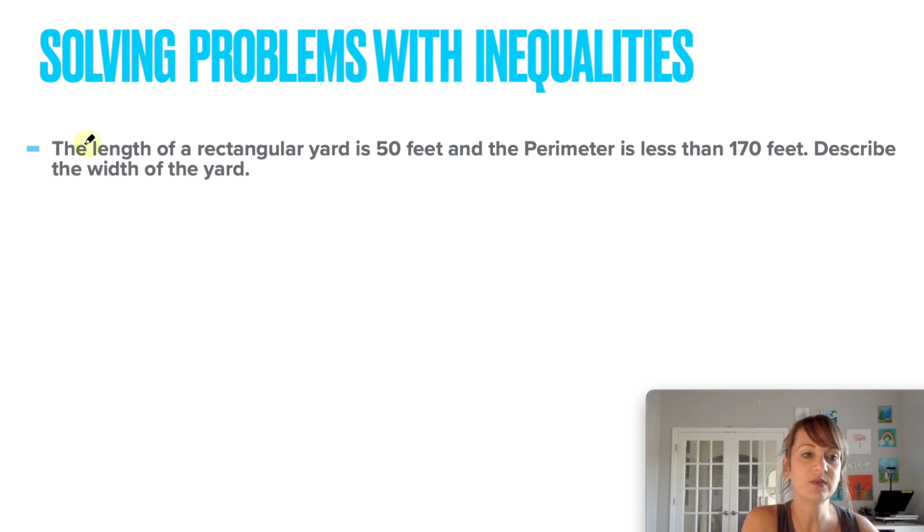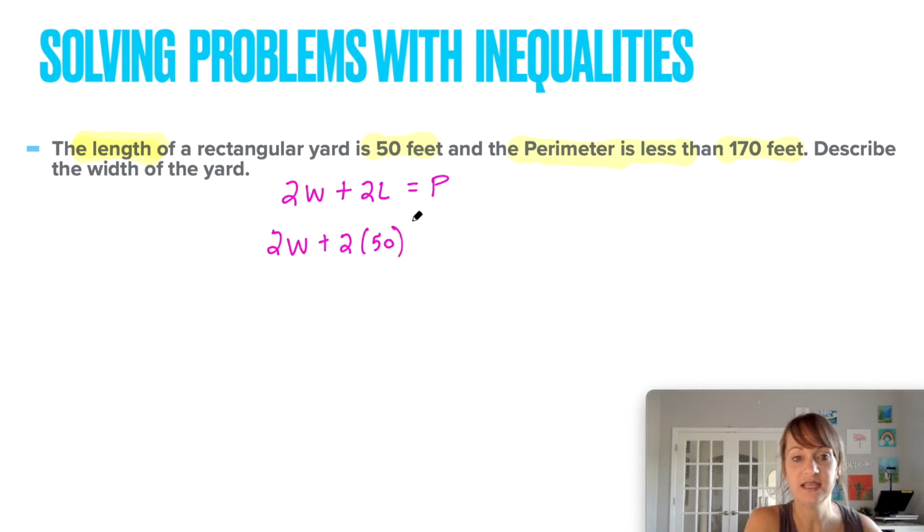So there's a few things we know. One, we know that the length is 50 feet, and they also tell us that the perimeter is less than 170 feet. Now, because they actually use the word perimeter, we know that we are going to be using the formula 2W plus 2L equals P. That is the formula for perimeter. Now, they go ahead and tell us the length. It's 50 feet. So I can go ahead and substitute 50 in for L.